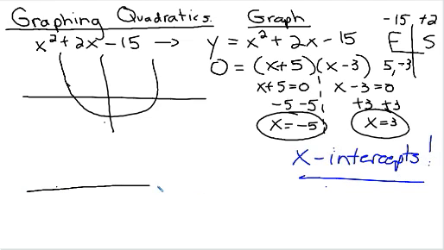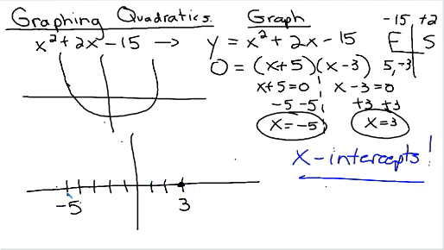I just make a simple axis. I have an x-intercept at 3, and I have an x-intercept at negative 5, and this parabola goes through those 2 points. You just make a U-shaped curve like that, and that's how we graph a quadratic.